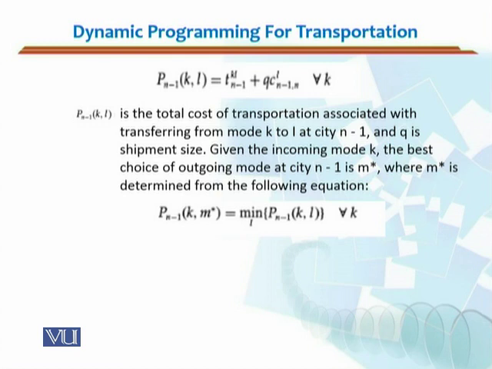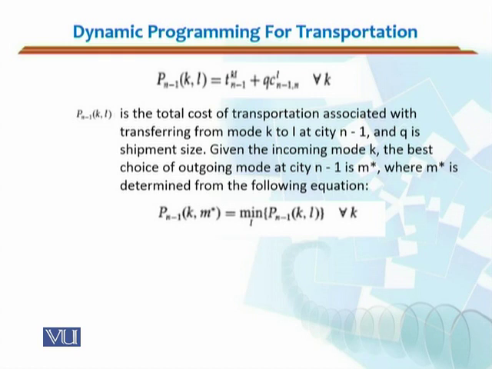Here Pn-1 KL is the total cost of transportation associated with transferring from mode K to L at city N-1, and Q is the shipment size. Given the incoming mode K, the best choice of outgoing mode at city N-1 is M star. So M star is determined from the following expression: Pn-1 K M star, the best outgoing mode M star, would be the minimum of all the Pn-1 KL for all K. So what does it mean?